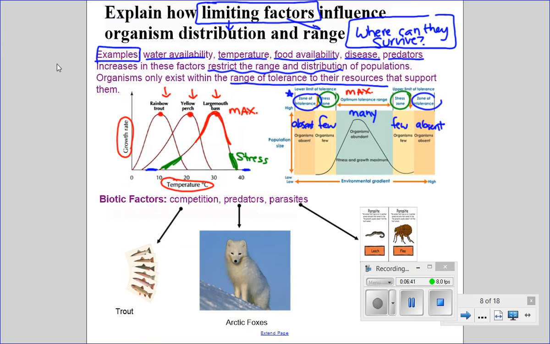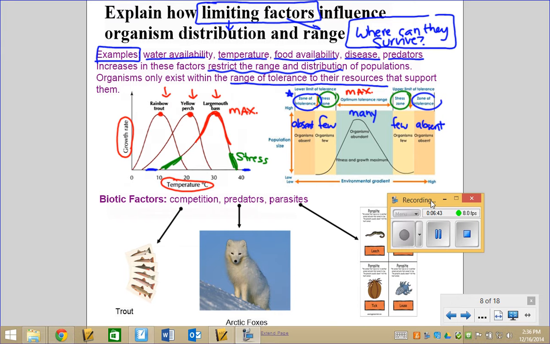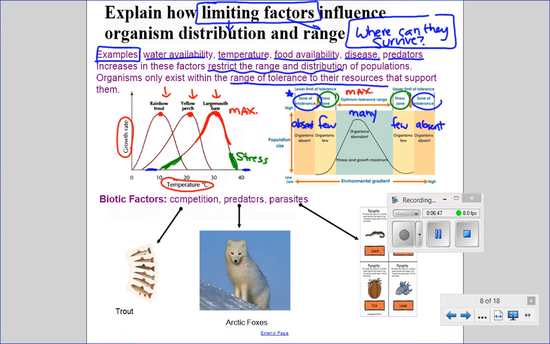So then I'll just remind you that there are a few biotic factors that are limiting. For example, competition, predators, and parasites. Now, we mentioned most of these in our class yesterday, but I just want to make sure that you have an example for each of them. Competition could be because there are many types or many varieties of the same species, and they all require the same resources.